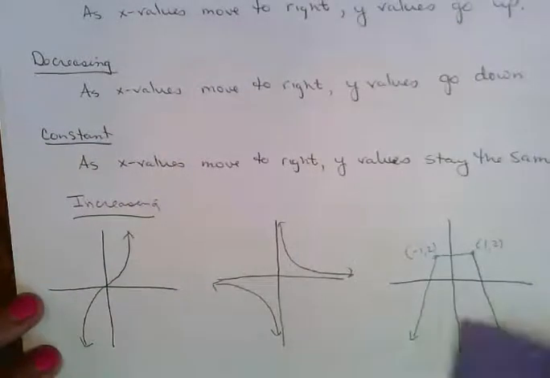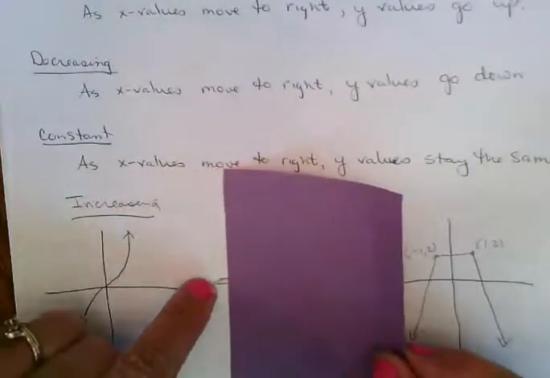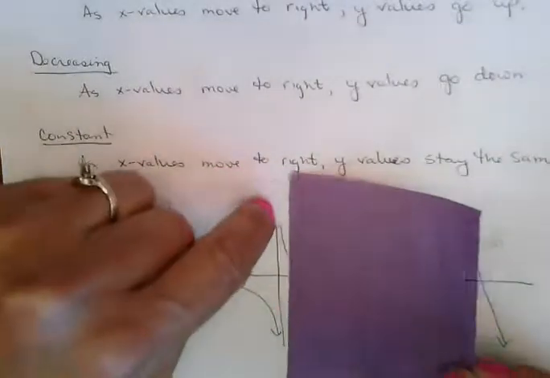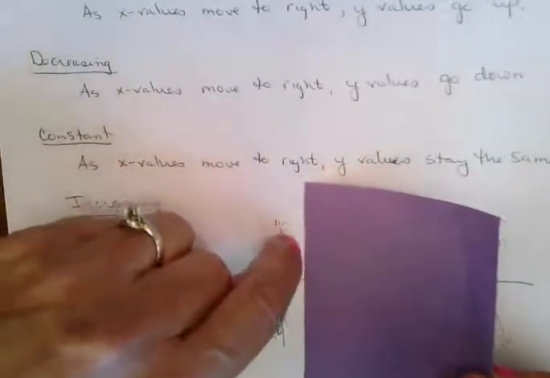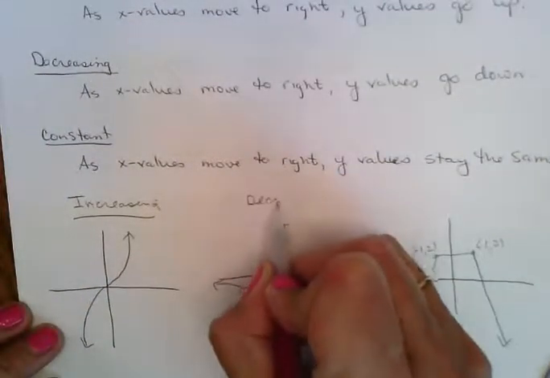For all parts of the graph, it's increasing. With this one, if you notice as you go from left to right, this is going down, so it's decreasing, and then it's undefined at 0, but then you also know it's going down here. So this is a decreasing graph.